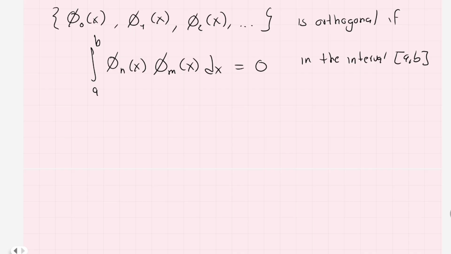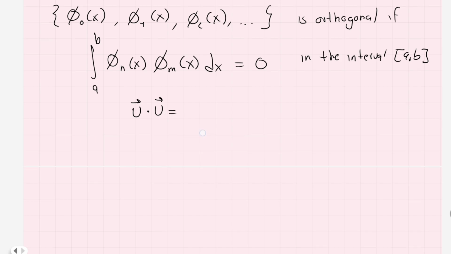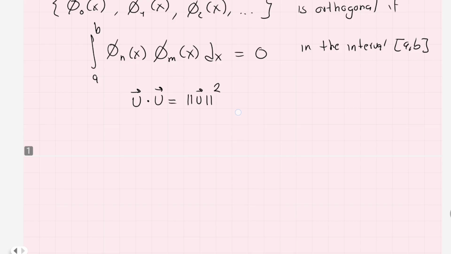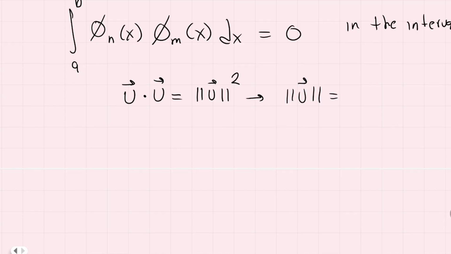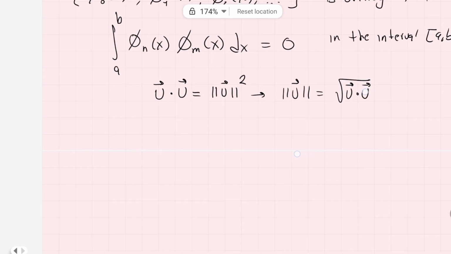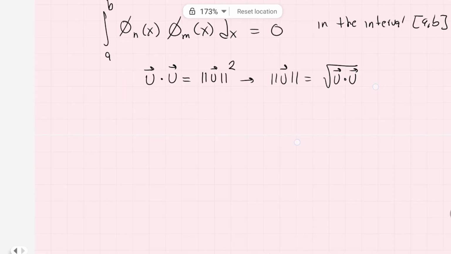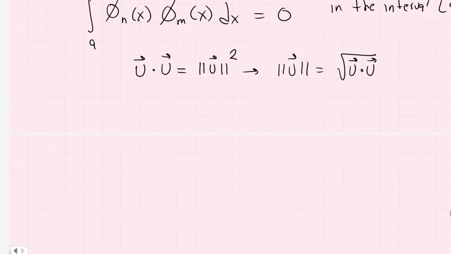So we know that for a vector, the dot product between u and u is equal to the magnitude of u raised to the second power. If we see this as the inner product, we can say that the magnitude of the vector is equal to the square root of the inner product of this vector with itself.